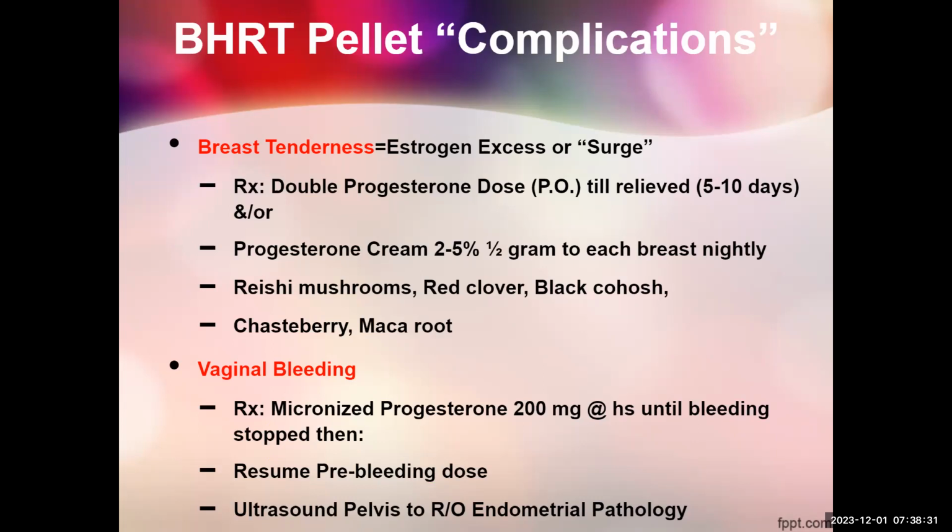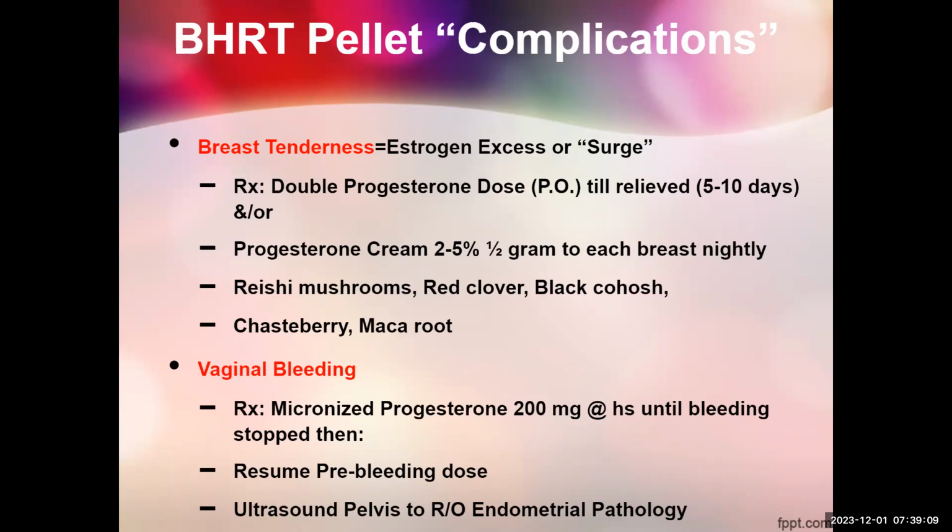And again, complications are pretty much from using estradiol and testosterone pellets. You can get a surge, especially if their levels are low, so it looks like an estrogen overdose. What we do is just double up on the progesterone. Usually 5 to 10 days is enough, or we'll give them a progesterone cream. If they get some breast tenderness, we'll use the progesterone cream on the breasts. And then you can use aromatase inhibitors for a short period of time. The red clover, black cohosh, chasteberry combinations work well.